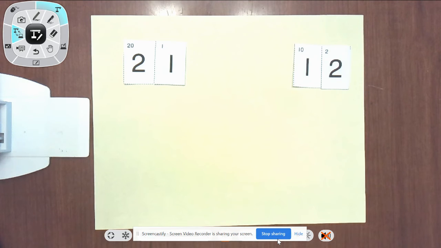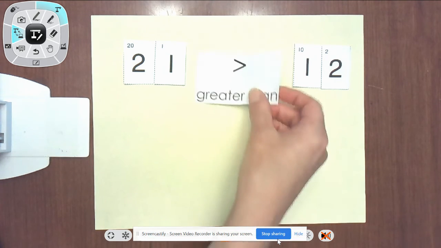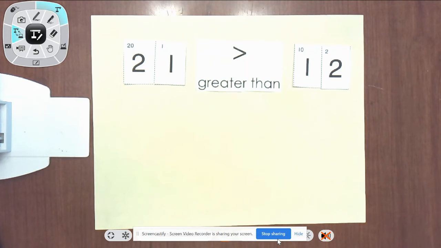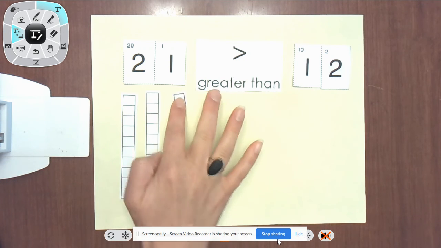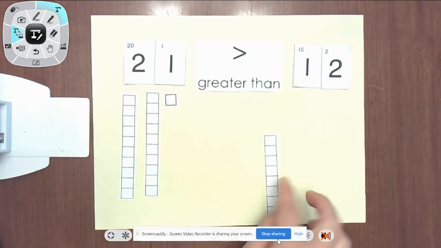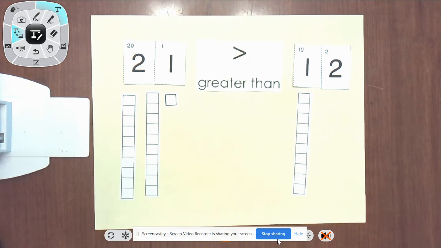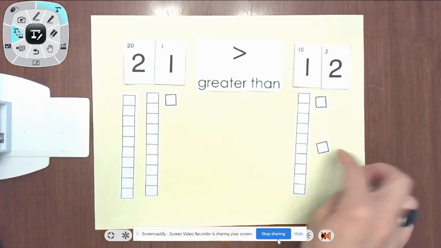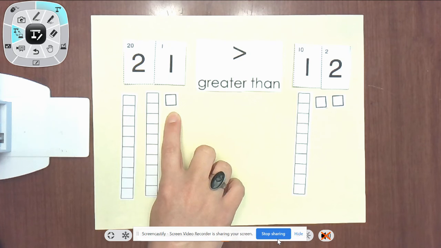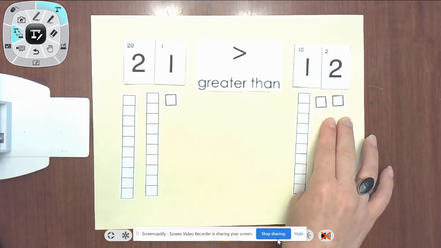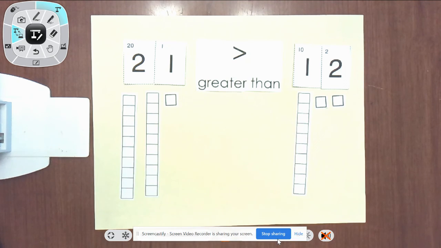If students are still inconsistent with being able to explain why 21 is greater than 12, you can bring back the manipulatives to make sure students have that visual to see that 21 does have the two groups of 10, whereas 12 only has one group of 10, and then with 21 that the 1 is showing one extra, and in 12 there are two extras.